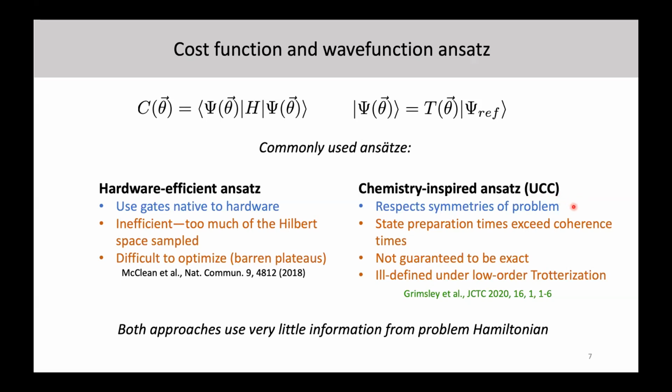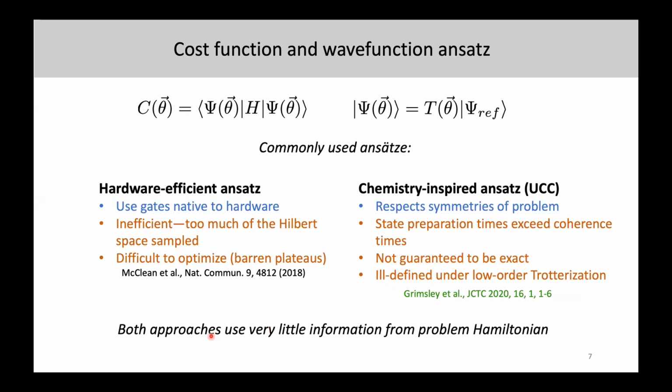Another commonly used choice for ansatz is chemistry-inspired and usually called unitary coupled cluster. A nice feature of this approach is that it respects the symmetry of the problem. They're built into the ansatz. But some challenges are that the state preparation times tend to exceed coherence times. This ansatz is not guaranteed to be exact, in the sense that it's not guaranteed you can exactly represent the target state you're after. And it's also ill-defined if you do a low order trotterization, as we showed in a recent paper.